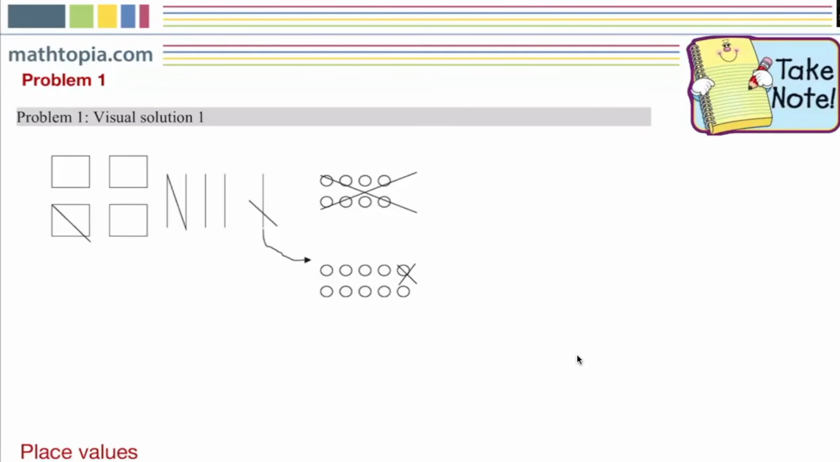Because you're taking a 10. For the problem, let's say you had to subtract 8 from 7. You don't have enough ones of 7 to subtract 8. So you just take a 10, cross it out, and make 10 ones. Okay, let's first think about this.